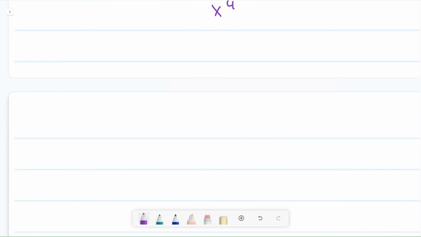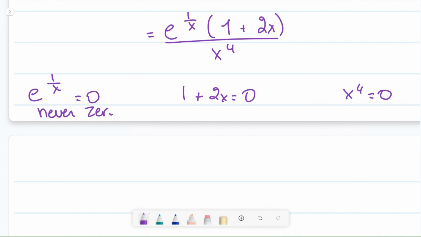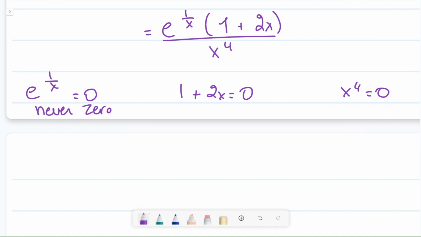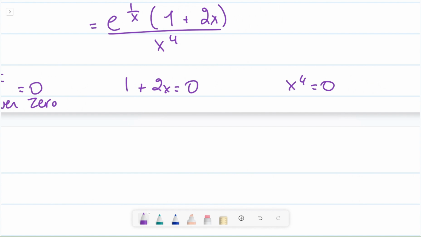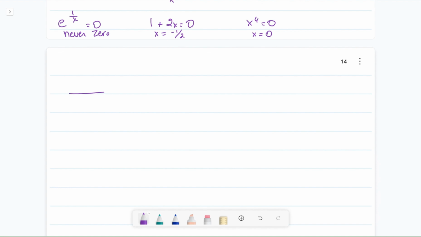So now we would like to find the inflection points. Let's try and solve each term in this second derivative equal to 0. So let's try and find e to the 1 over x equals 0, 1 plus 2x equals 0, x to the power 4 equals 0. E to the power of 1 over x is never 0, because the exponential function never touches 0. Now 1 plus 2x, we solve it, so x becomes negative half, and for x to the power 4 equals 0, x equals 0. Based on that, we can now draw our sign table.